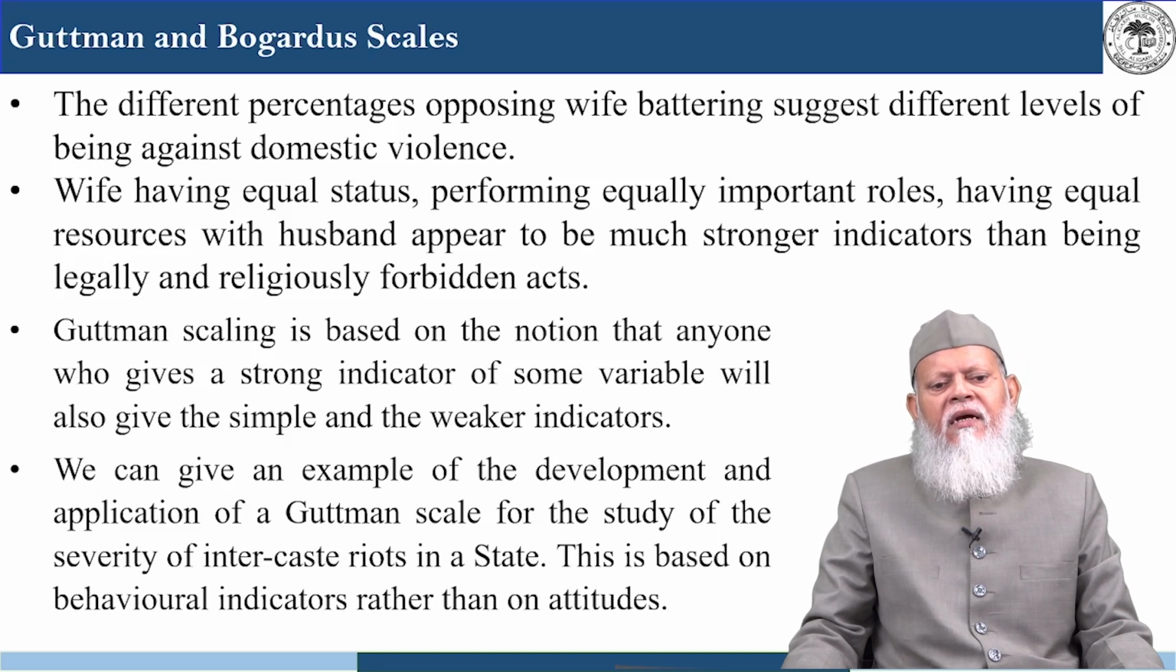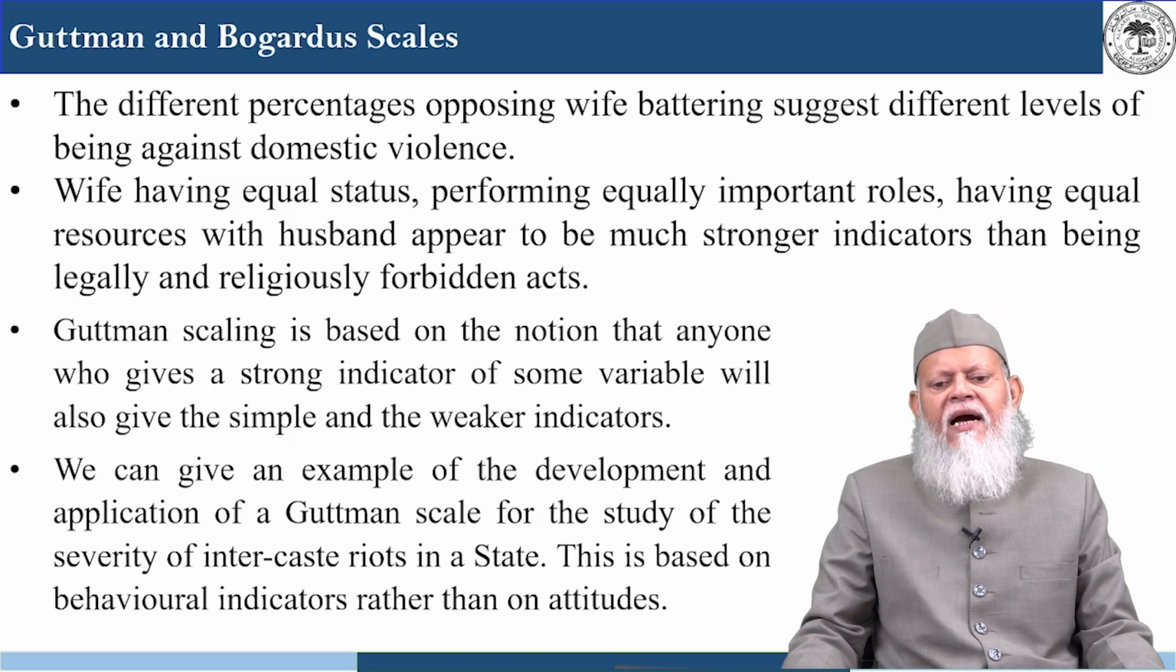Guttman scaling is based on the notion that anyone who gives a strong indicator of some variable will also give the simpler and weaker indicators. That is what we are dealing with. The notion is that anyone who gives a stronger indicator for some variable, of course, gives the simpler and weaker indicators also.